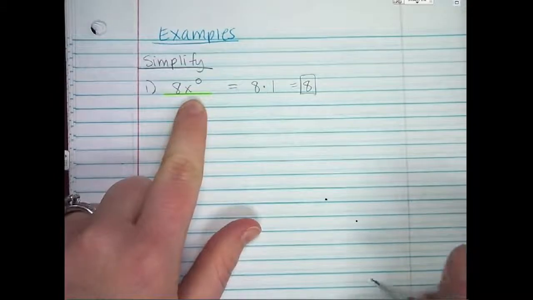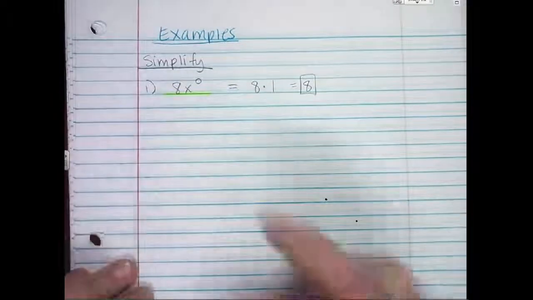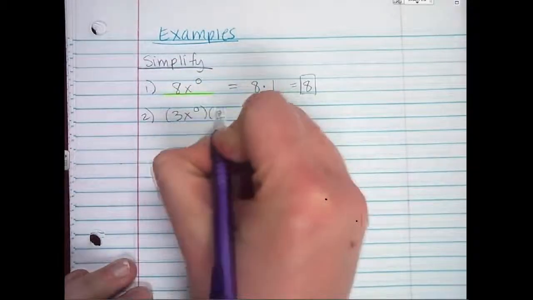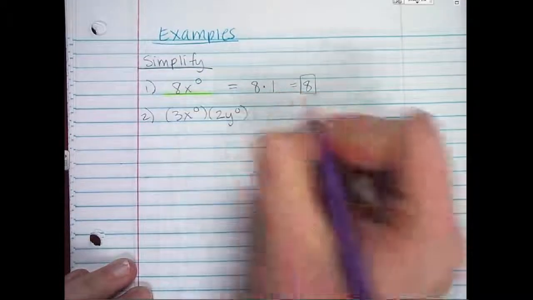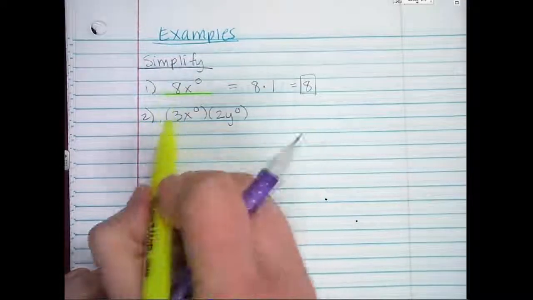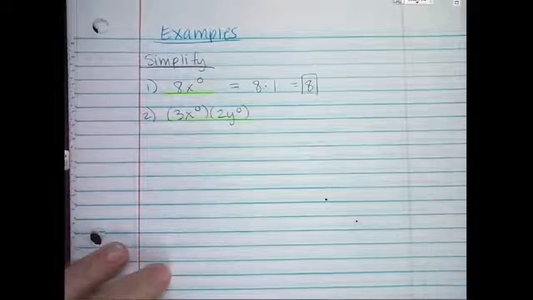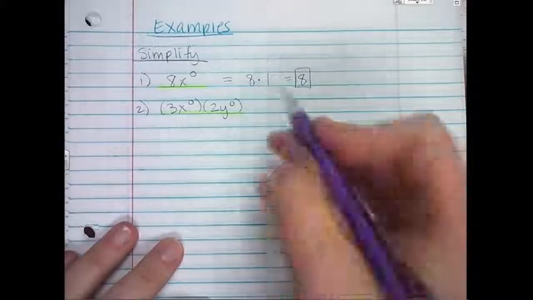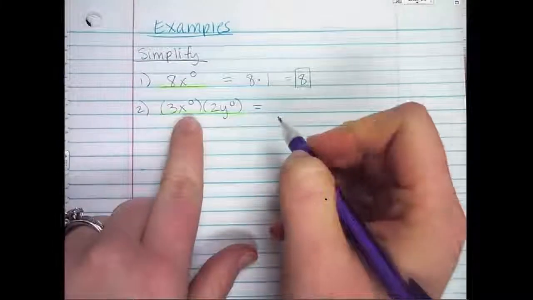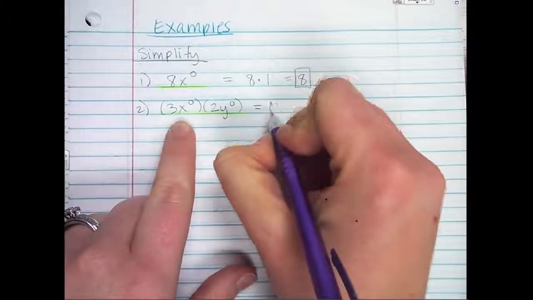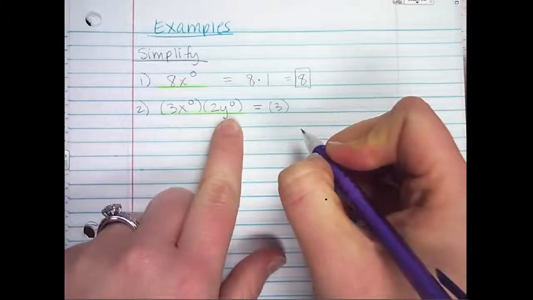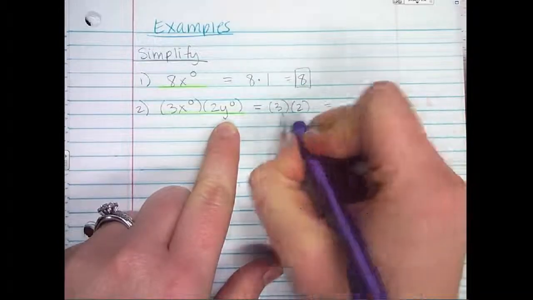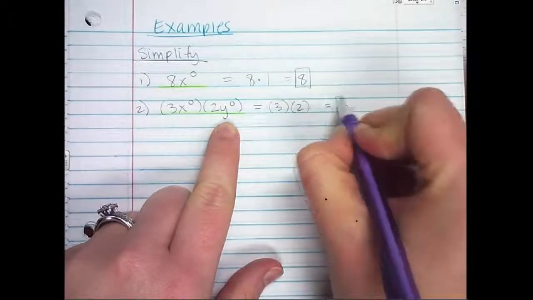So some of them are going to be real quick. Some of them are going to take up a little bit more space. Let's do another 0 one. Okay, so here I have 3 times x to the 0. Well, x to the 0 is just 1, so that just leaves me with 3. On this one, y to the 0 is just 1, so that just leaves me with 2. And now I have 3 times 2 is 6.